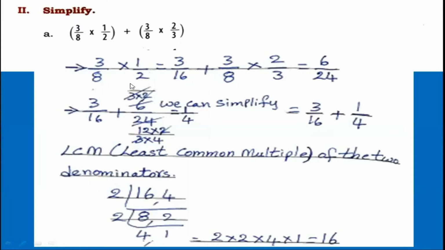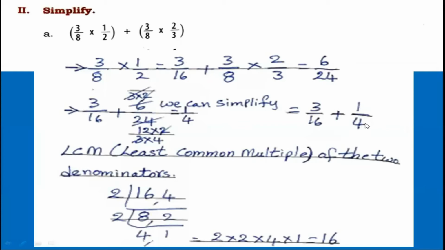Now next step, 3 by 16 plus 6 by 24. Now this 6 by 24 we can simplify. If we do the simplification, we will get the answer as 1 by 4. Now we can add 3 by 16 plus 1 by 4.